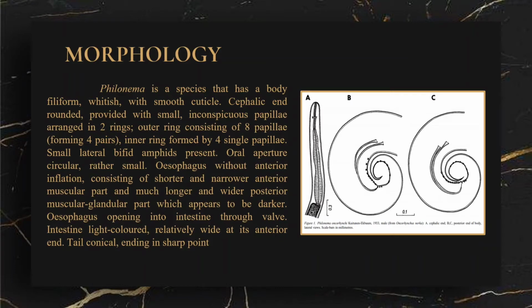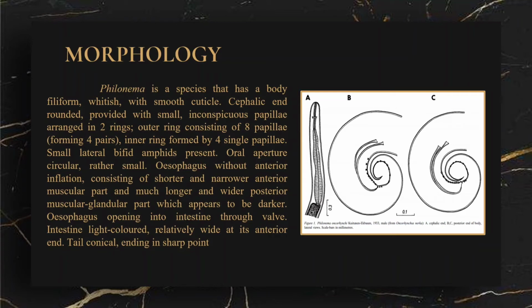The morphology. Philonema is a species that has a fully formed body, reddish with smooth cuticle, cephalic end rounded, with small inconspicuous papillae arranged in 2 rings, and the outer ring consisting of 8 papillae forming 4 pairs. The inner ring is formed by 4 single papillae. Small lateral bifid amphids present. Oral aperture circular, rather small.